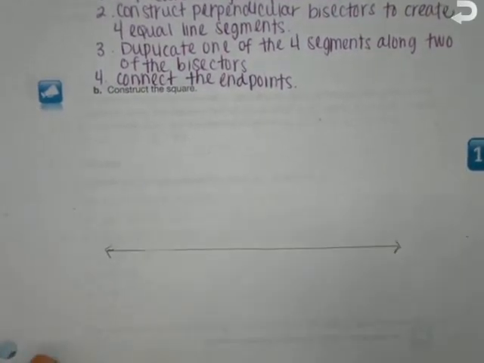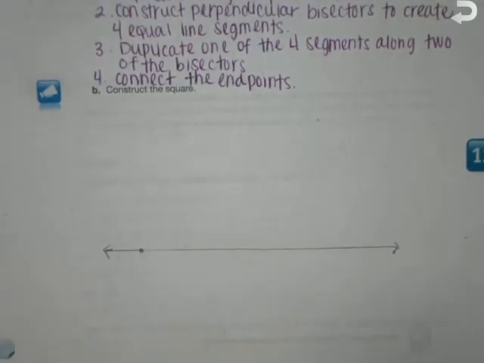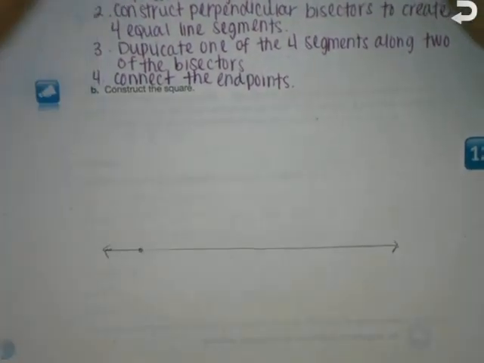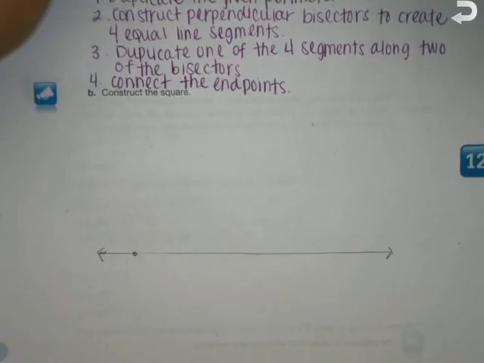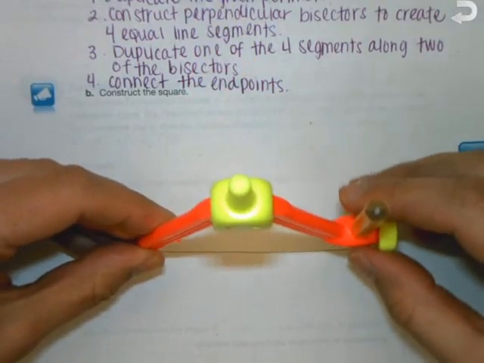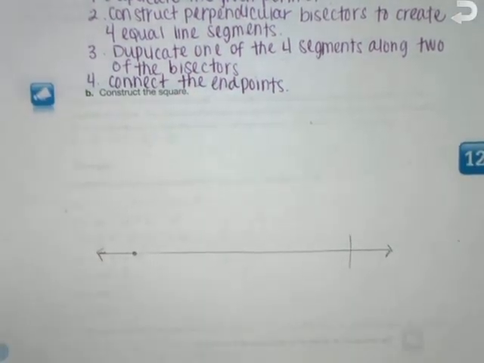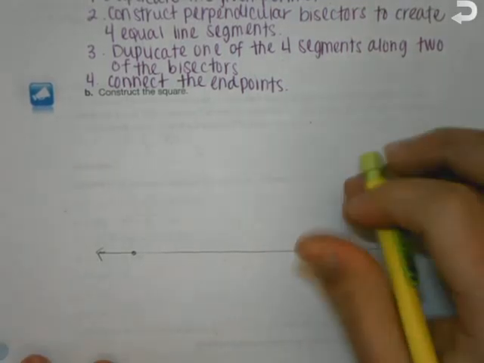And then in order to duplicate the segment, we're going to have to put a starting point somewhere. So put a starting point somewhere, and then let's duplicate the perimeter. So open up your compass as wide as the entire perimeter, and duplicate that one.